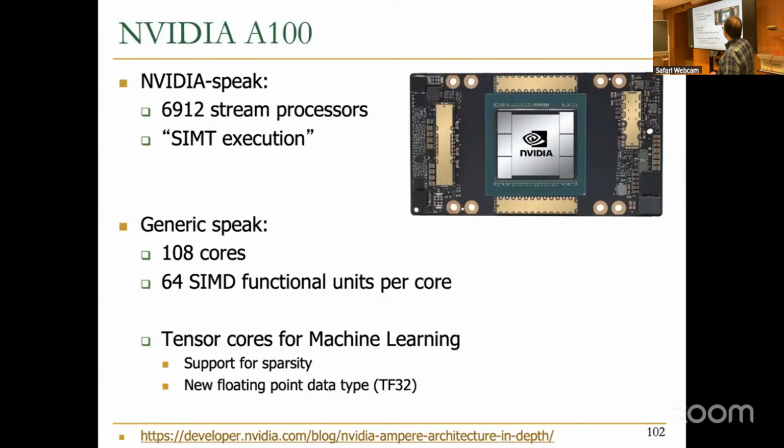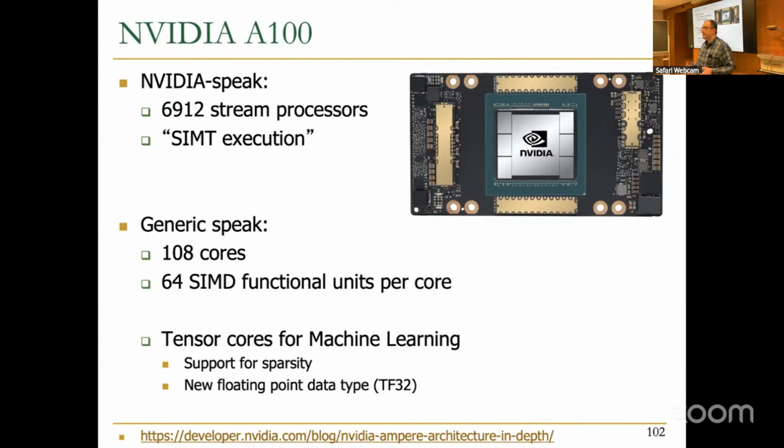Okay, so after Volta, we have Ampere. Nvidia A100 was one of the flagship GPU devices back then. We have 6,900 stream processors, 108 SMs, and you can see 64 SIMD functional units per core. The interesting thing about the NVIDIA A100 that I want to emphasize is support for sparsity.